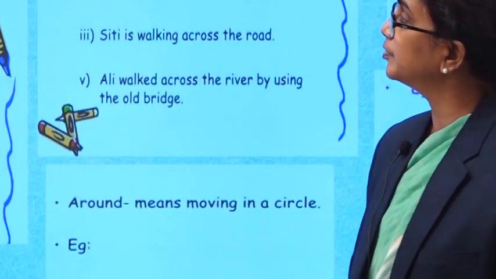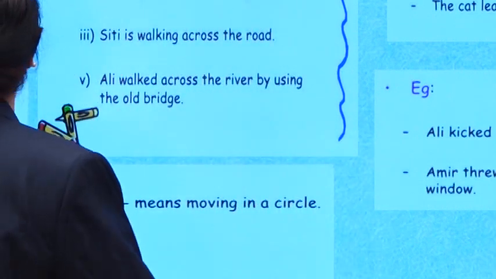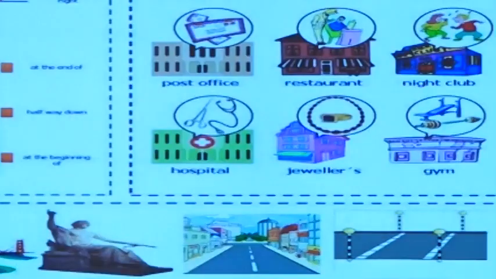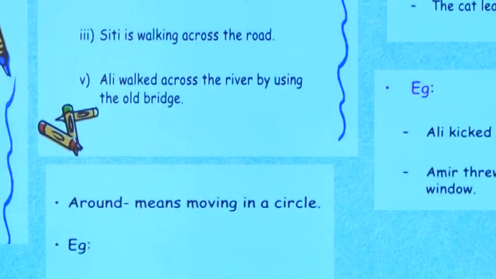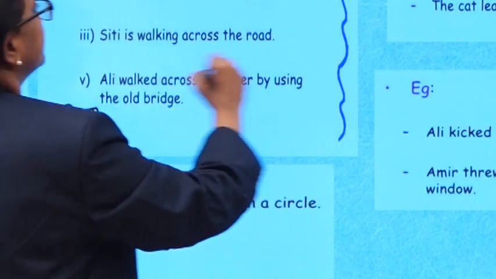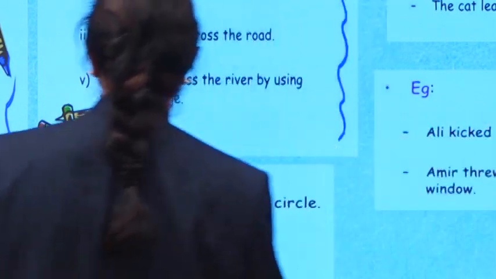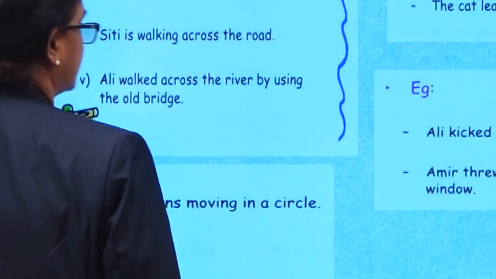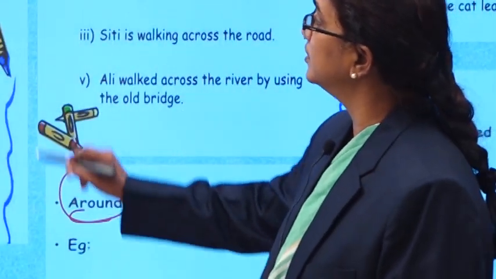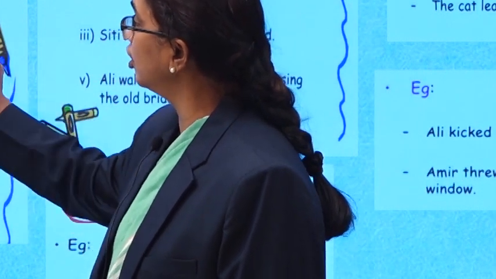So coming to prepositions of direction, let us look at how the prepositions of direction work. What are some of the prepositions of direction? Into, across, over, through, around are some of the prepositions of movement or prepositions of direction. Look at these commonly used ones. Into shows motion or movement.